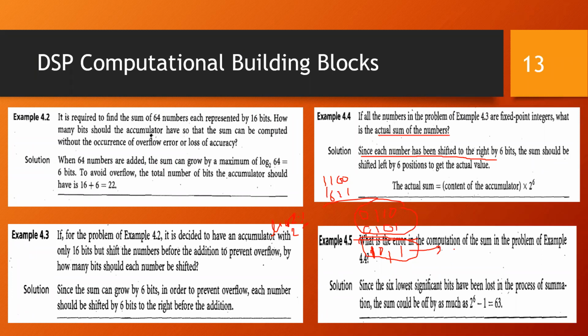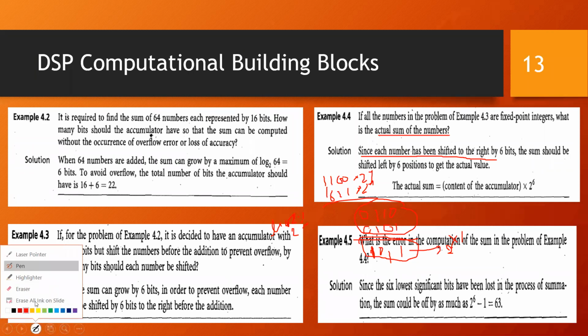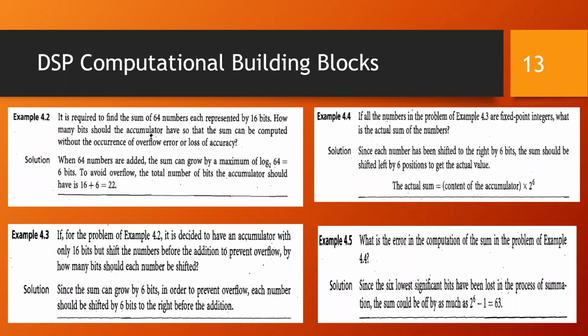Therefore, in order to get back the result, we multiply it with 2 raised to 1 in our case, because here we have taken this number and multiplied it with 2 raised to minus 1. That is, we have shifted. Since it is binary, we have shifted it in this form; the base will be 2. So since we have shifted the numbers by 6 bits, the content of the accumulator times 2 raised to 6 will give you the actual sum of the addition of these numbers. And it will be preventing the overflow.